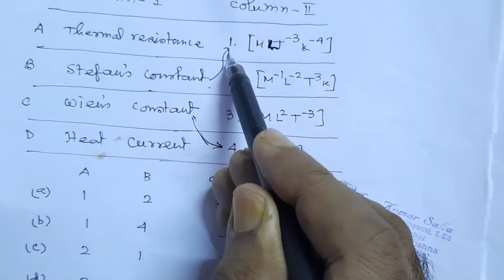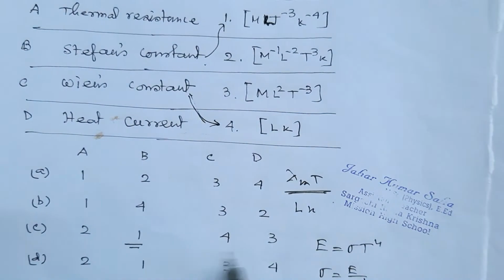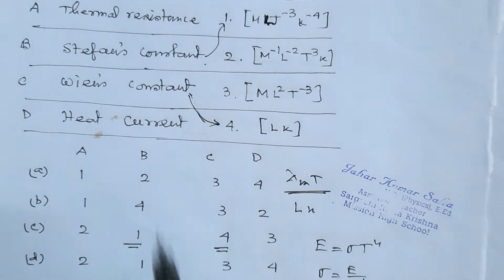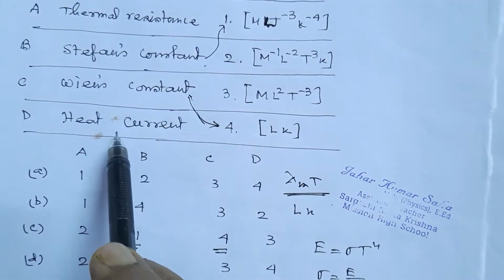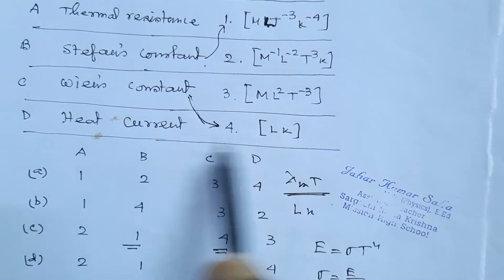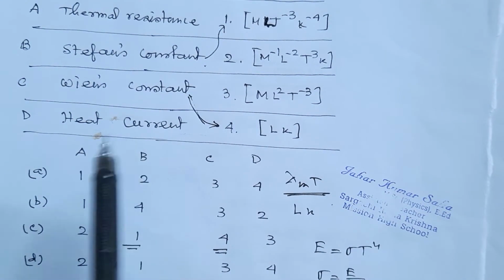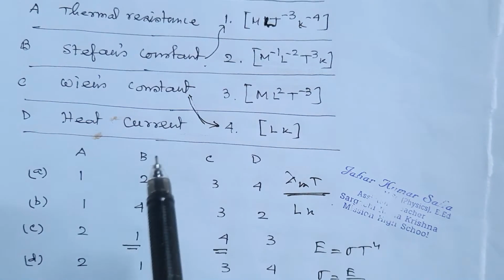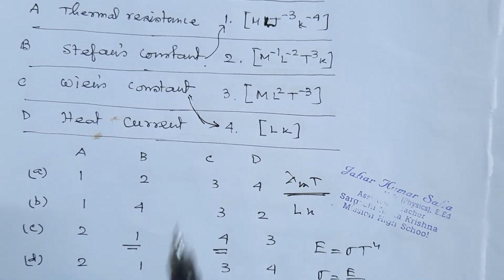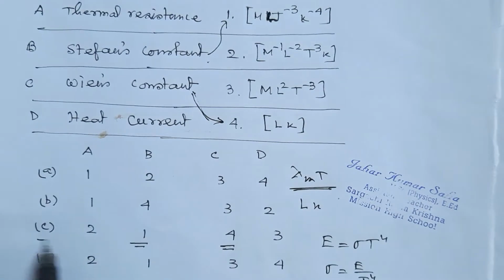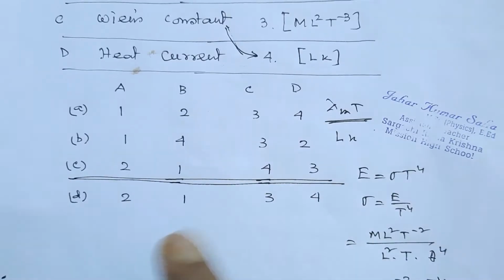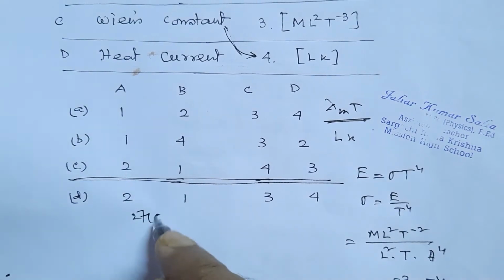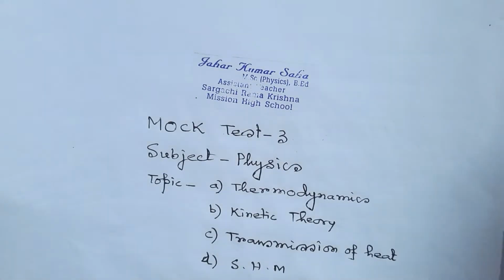B is in 1, C is in 4, and other options. Calculating thermal resistance and heat current from the equations, we must come to the conclusion that C is our correct option. So the question number 20 has the correct option C. Now let us see the question number 28.